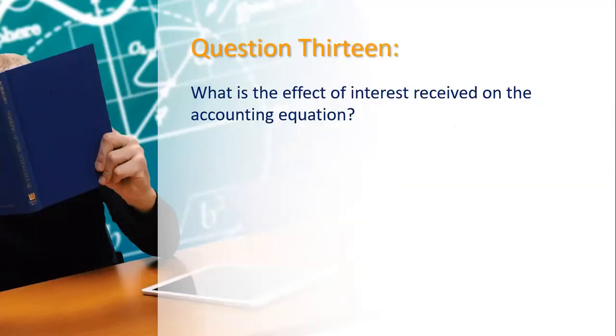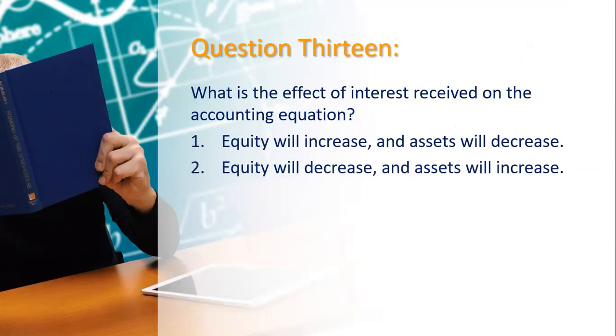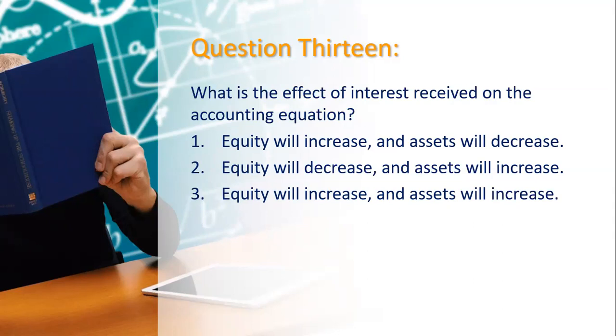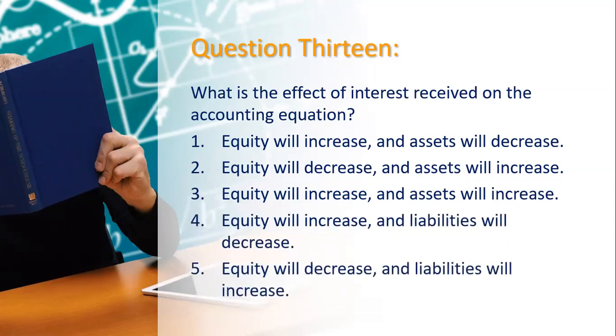Okay, question 13. What is the effect of interest received on the accounting equation? Okay, so first option says equity will increase and assets will decrease. Equity will decrease and the assets will increase. Equity will increase and assets will increase. Equity will increase and liabilities will decrease. Equity will decrease and liabilities will increase. Okay, so let's look at our answers. Straightforward one as well. Equity will increase and assets will increase.